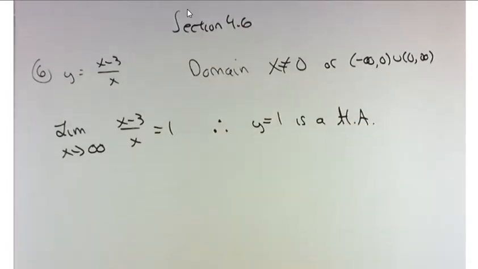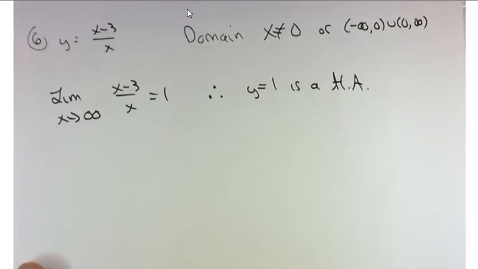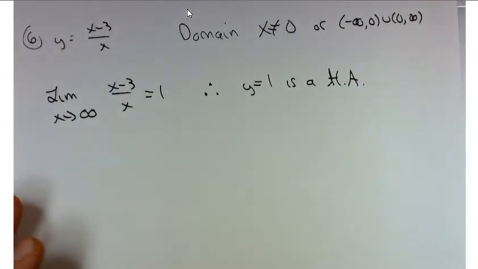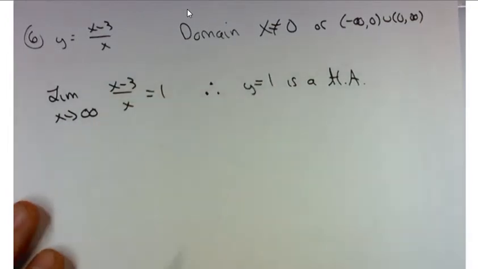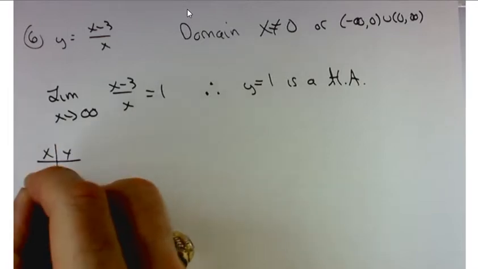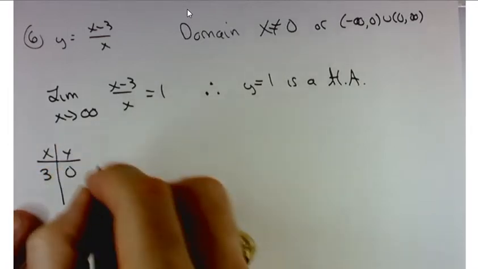What's another feature that you can just look at and say, okay, I can see that this is going to happen? Anything? The x-intercept is 3. All right, that's good, where the numerator is equal to 0. So let's keep track of that. x is 3, y is 0. That's our x-intercept.